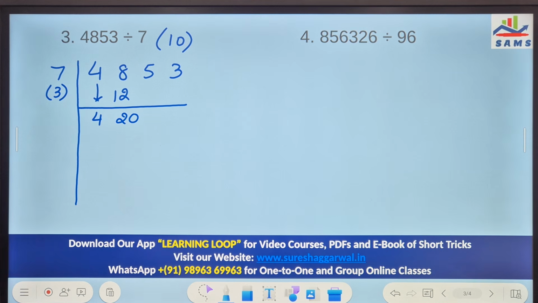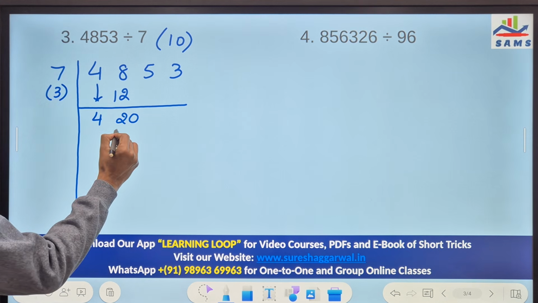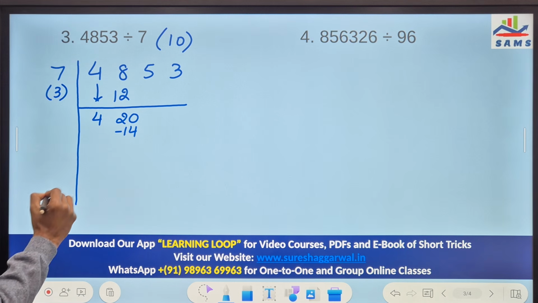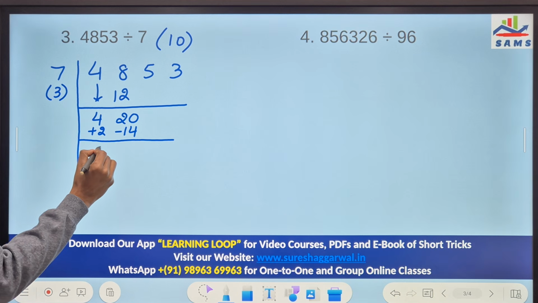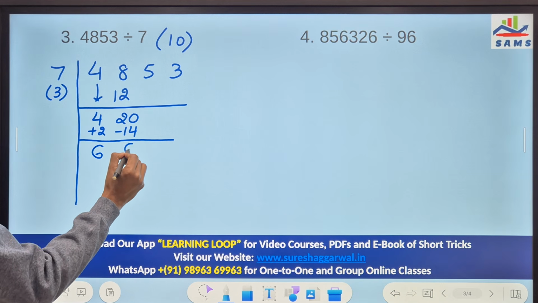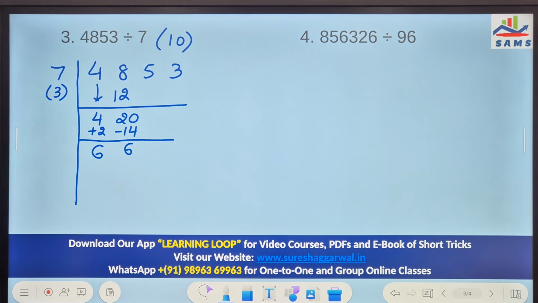Now what happens with 20 is important. You should know that 20 is more than 7. So 7 2s are 14. 2 multiples subtracted. So 2 added here. So this gives me another set of numbers. This is 6 and this is 6 again. Now 6 is smaller than 7.